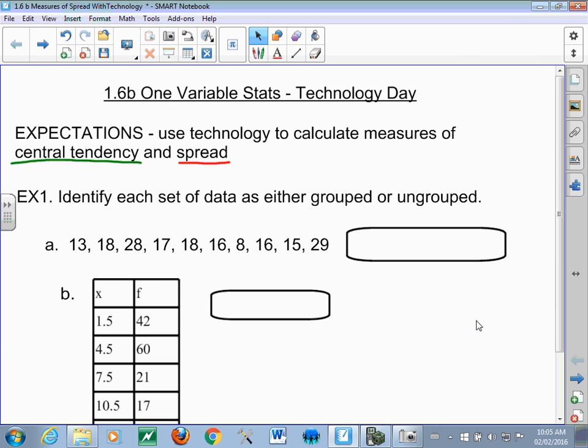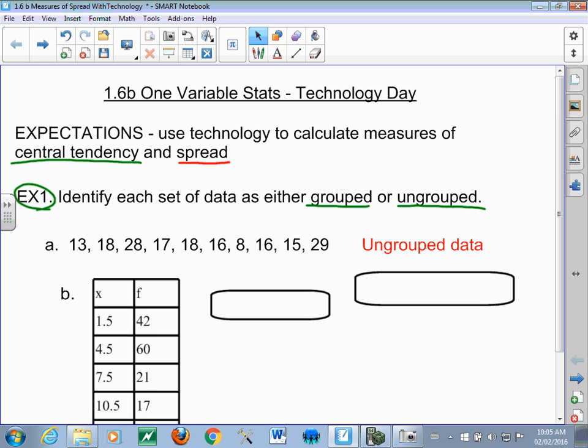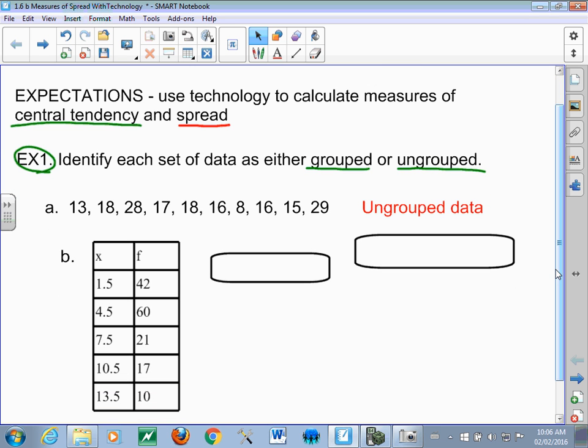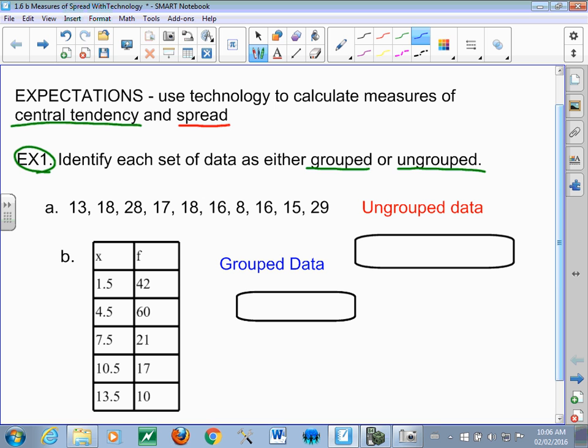All right, so before we begin, let's make sure, for example 1, that we know the difference between grouped data and ungrouped data. Taking a look at A, when A gives you a list of numbers and some repeat and they're not in any order, we classify that as ungrouped. It's ungrouped because there's no organization to it. Whereas example B, notice we have what's called a frequency table, and the frequency table is grouped data. So again, grouped data has some organization to it.